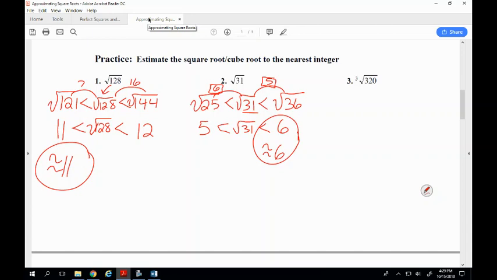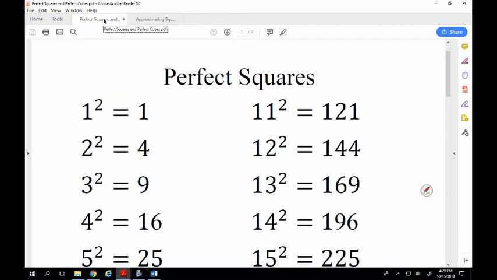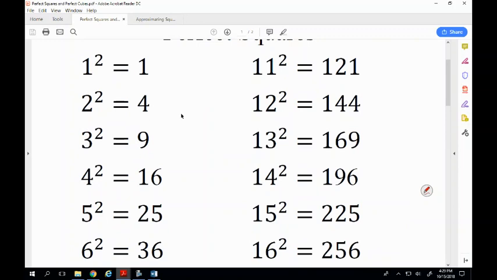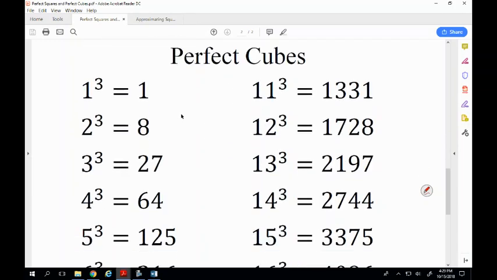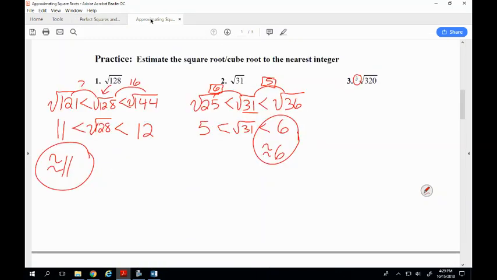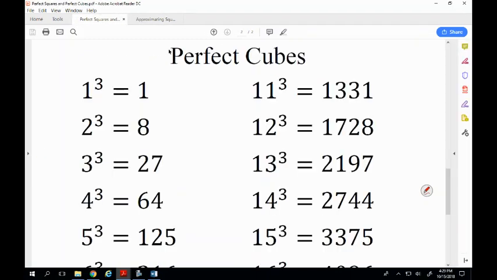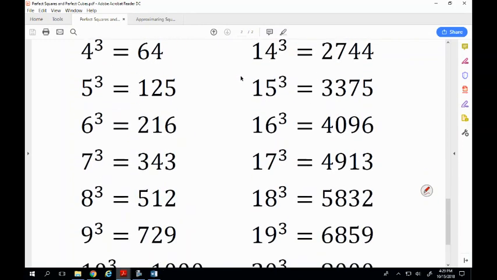Okay? Number 3, we have a cube root this time of 320. So remember, because of this 3 right here, that's important. Okay? So that means when we go to our chart, I do not want to be looking at the perfect squares. We want to move to the back side of our paper, and we want to look at the perfect cubes. Okay? So again, I got to take a look at that number, which is a cube root of 320. So 320. Now we're getting close. Okay, here it is. So it's going to be between 216 and 343.